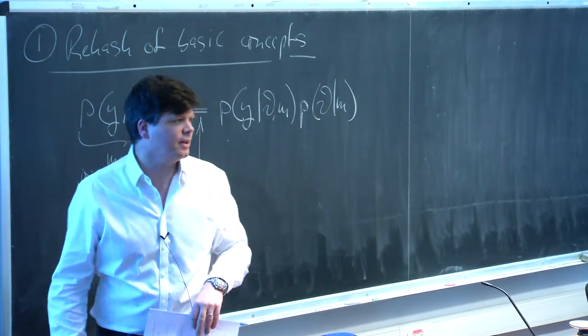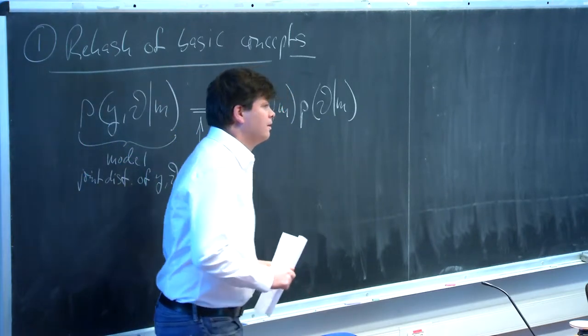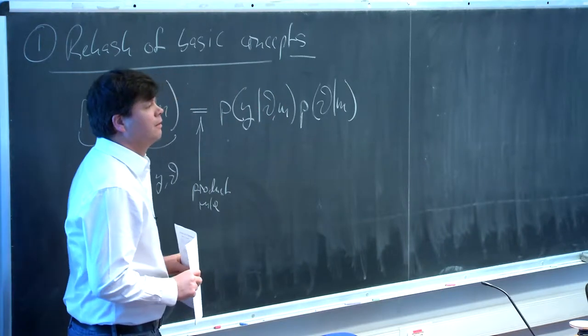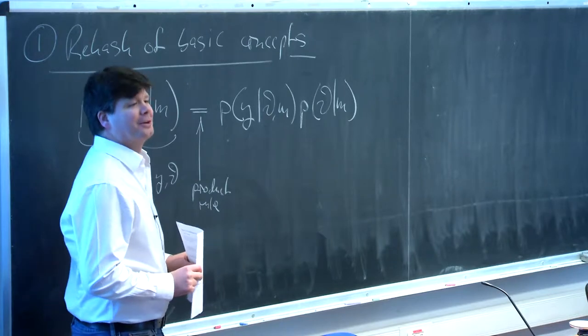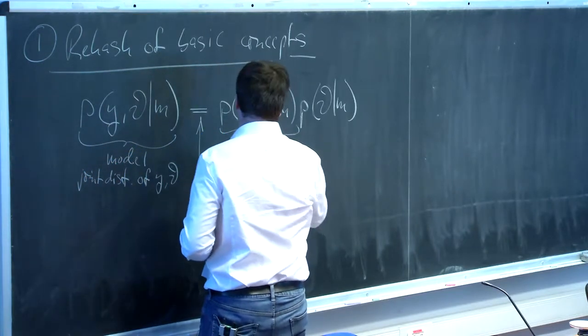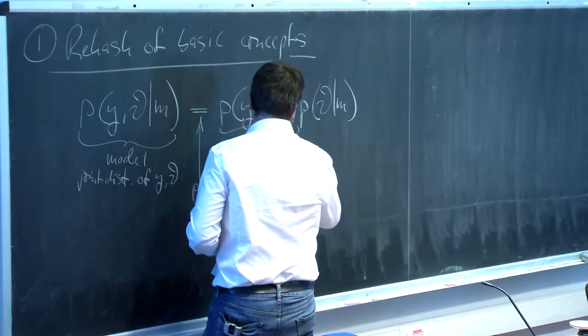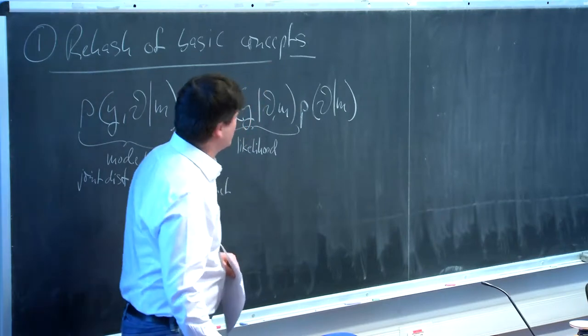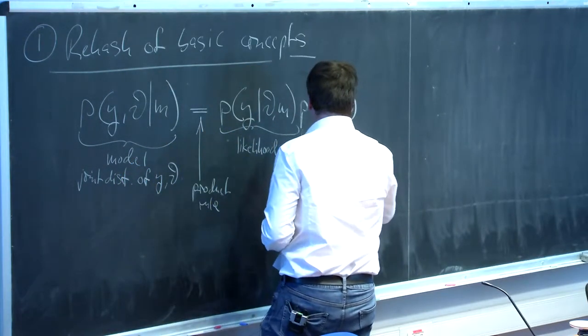Now, these two things have names. What are the names of these things? What's the name of the first one? Likelihood, yes, likelihood. First one is the likelihood. And the second one is the prior. Perfect.